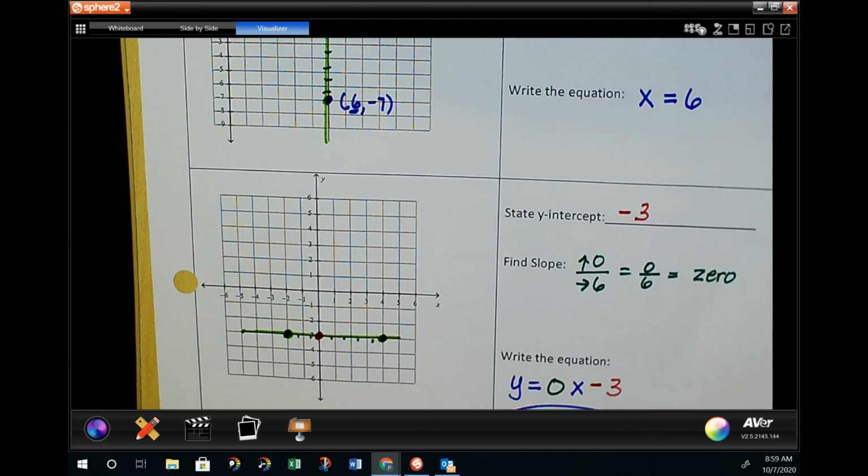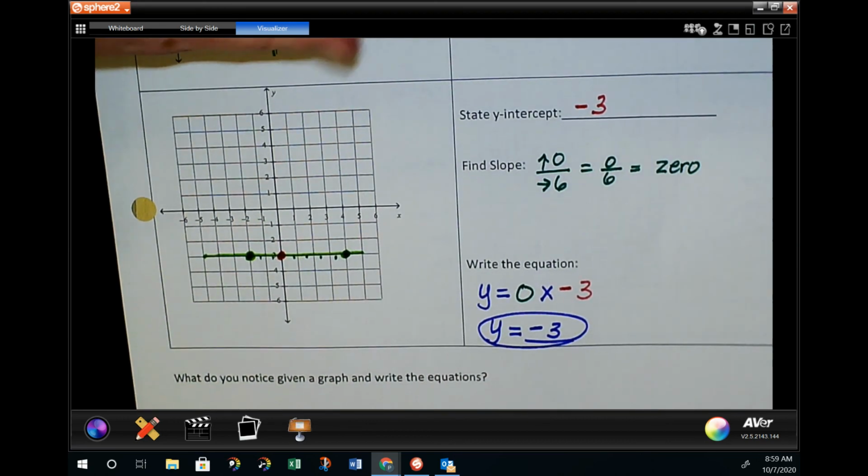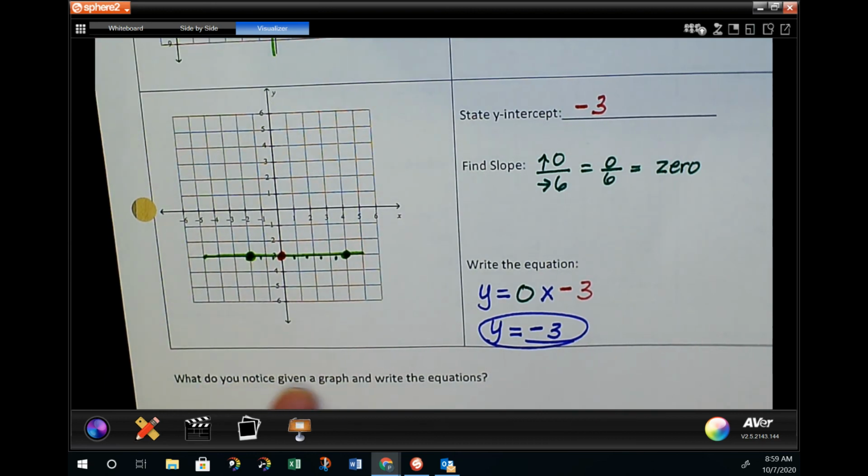So right now I want you to look at how you find your y-intercept given a graph, and what do you notice about that particular part? So when you're looking at this, you're figuring out what you notice given a graph, and you're going to write that equation. Remember, this was 0x, and then you're adding your y-intercept, and that simplifies because 0 times x is nothing, and that just becomes -3. So think about this. What are some things that you really notice?